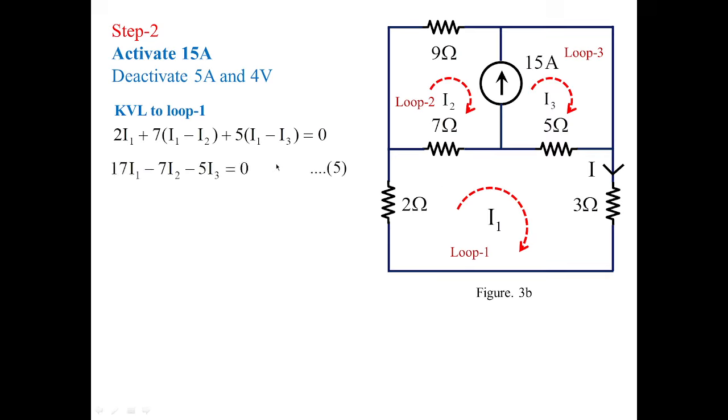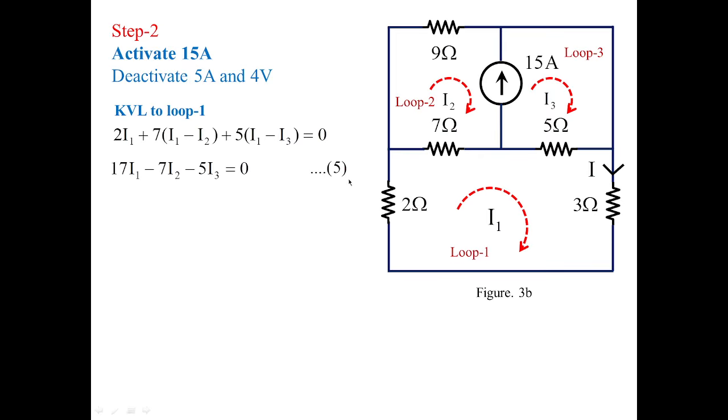So overall you will be getting the value as, again you can see 2 plus 7 it is 9, plus 5 it will be 14, plus 3 it will be 17. So 17 I1 minus 7 I2 minus 5 I3 is equal to 0.